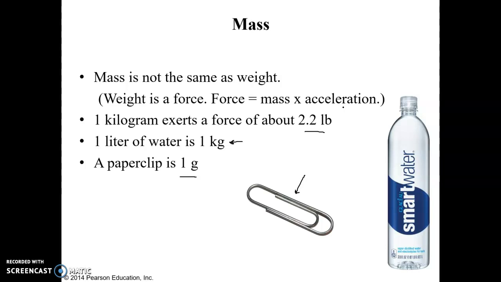If you're on Earth, your weight is different than it would be if you were on the moon, versus if we were somehow able to go to Jupiter. Jupiter is much more massive, and therefore your weight would be much more. But your mass is always going to be the same. Mass does not change. Mass is not dependent on gravity. So we're going to talk primarily throughout the class about mass and not weight. Okay?